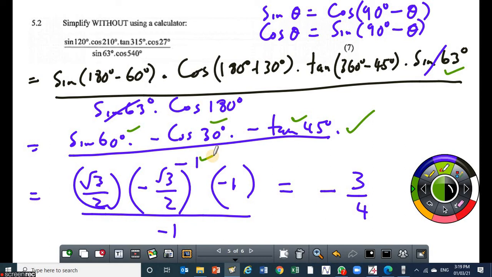But the total here is what? 7. Now, for you to get the final 2 marks, you are not supposed to use the calculator. So you have to show this in the simplification. 1 mark for the special angles and for the values of the special angles, and 1 mark for the answer. And then you are done.